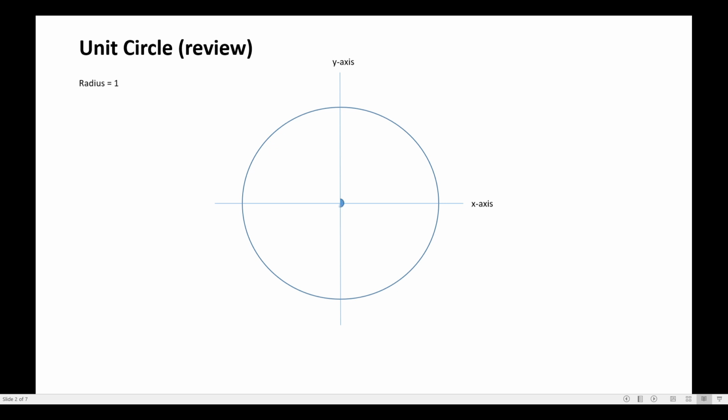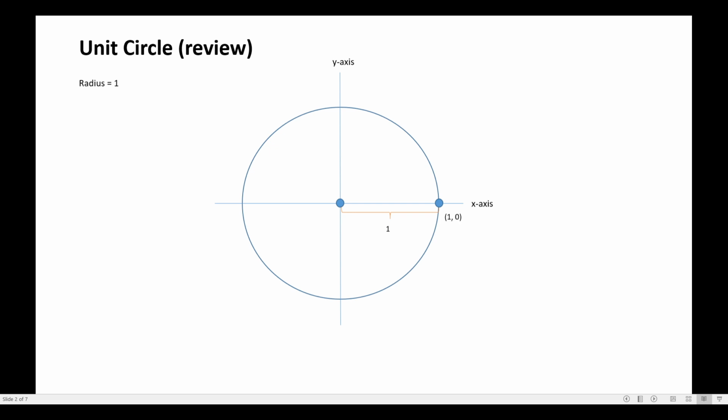That means if this is the origin, or the center of the circle, moving towards any point on the circumference of the circle will give us a value of 1. That is, the distance from the center of the circle to any point on the circumference is equal to 1. In this case, the point illustrated on the screen is actually (1, 0).